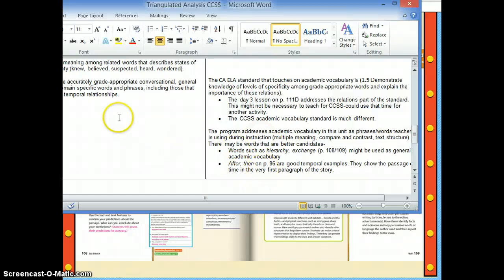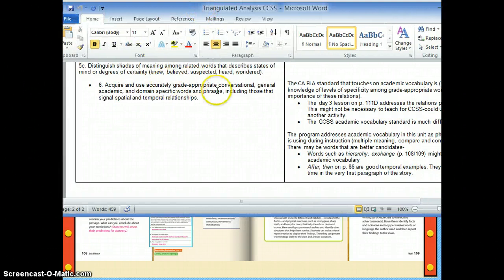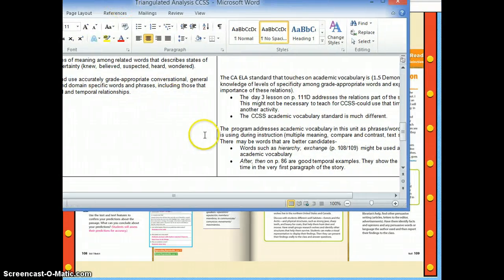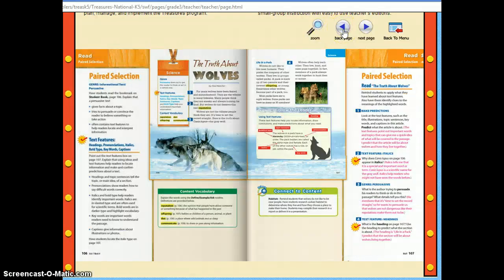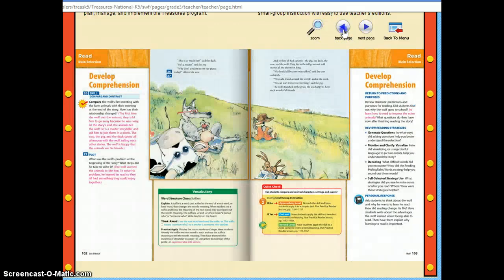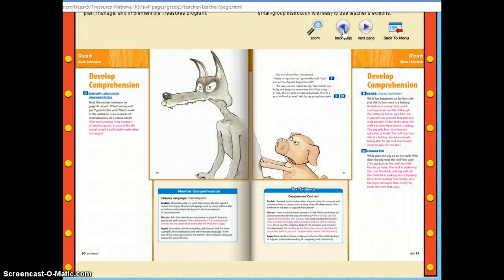And then the other one was that in Standard 6, they also asked you to consider academic vocabulary in 3rd grade as words that signal spatial and temporal relationships. And so I thought, okay, well, are there any good examples of that? I'm not going to say that you need to dig super deep and find 20 opportunities to teach this, because sometimes it's not going to lend itself well. But I did note that when I just looked at the first story that they're reading in this unit, here we go.